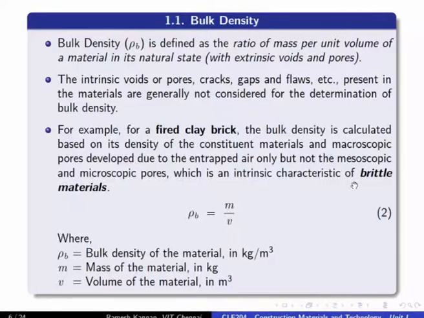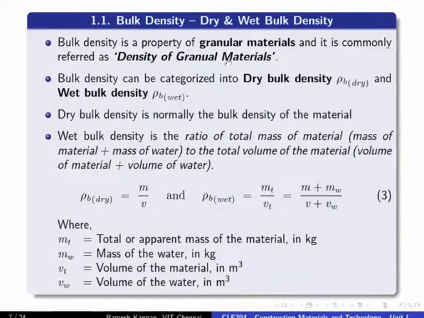The bulk density is mathematically represented similarly to density, which is m over V, that is, the mass of the material divided by the volume of the material. The unit of bulk density is also kilogram per cubic meter. Bulk density can be classified into two types: wet bulk density and dry bulk density. Dry bulk density is the usual bulk density, and wet bulk density has a little difference. The difference is that it considers the amount of moisture or water present in the material. Bulk density is generally a property of granular materials, so it is commonly also known as density of granular materials.